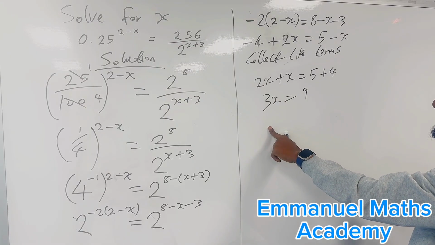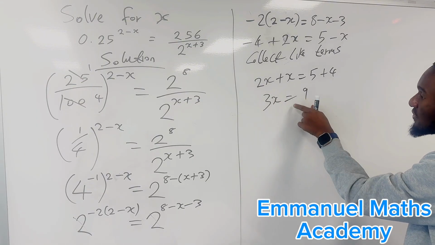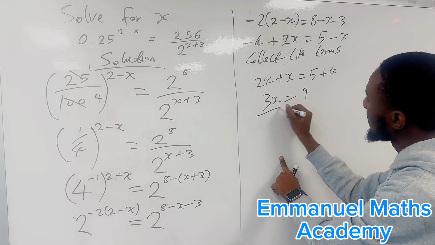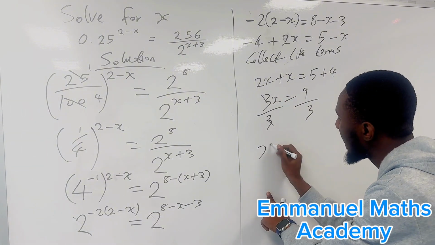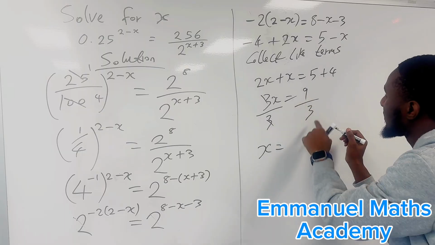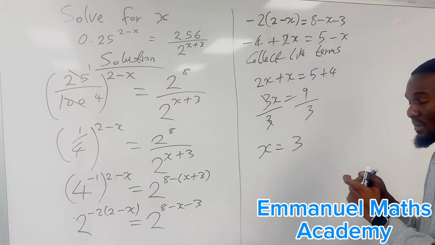To make x the subject, you divide both sides by the coefficient of x. Divide both sides by 3. 3 will cancel 3. Hence, x is equal to what? 9 over 3 will give you 3. As simple as that.